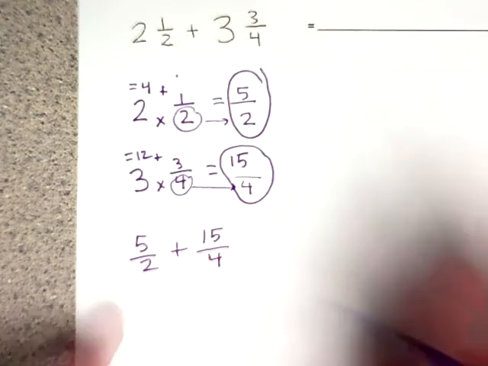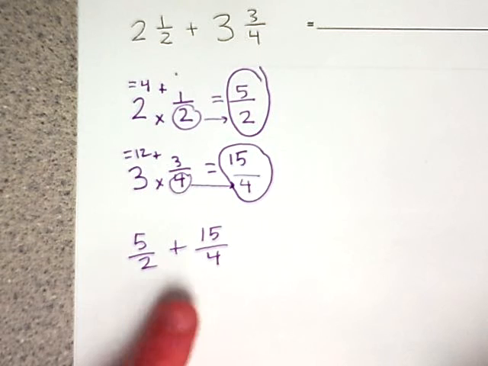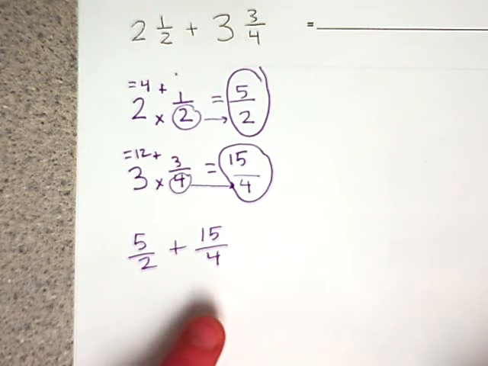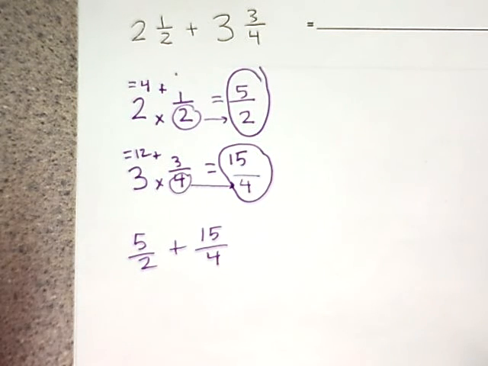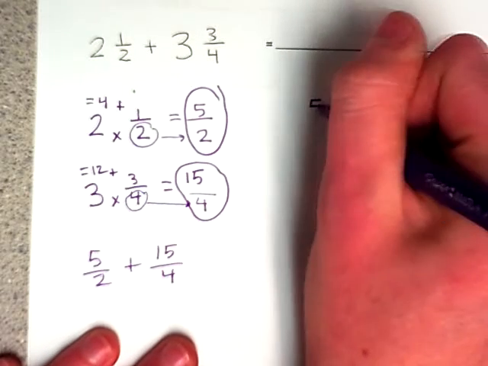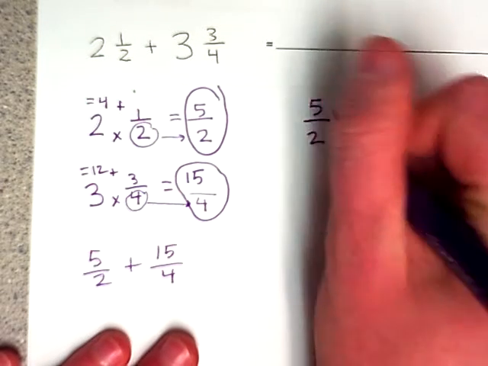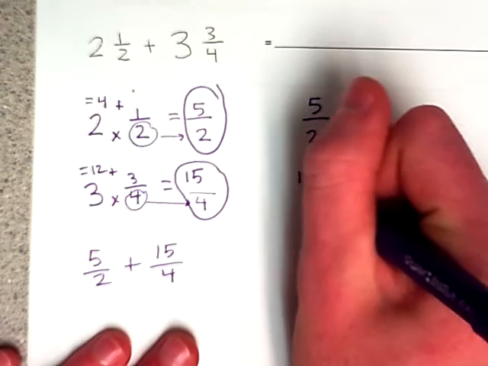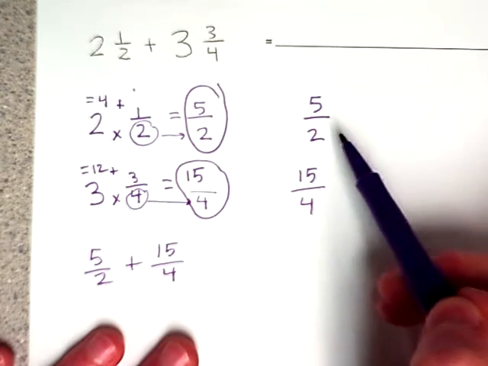But you might be saying, Miss Carol, wait. When you add fractions, they have to have the same denominator. So the next thing that we're going to do is use our strategy for finding a common denominator. So let's rewrite these using our strategy for finding a common denominator. So remember, we're going to stack them, 5/2 here and 15/4 here. And then we need to find a common denominator.